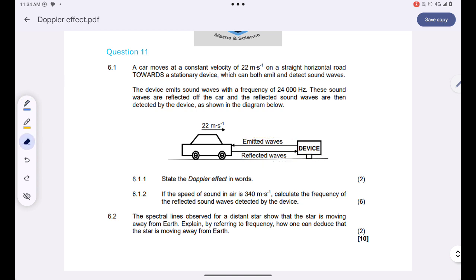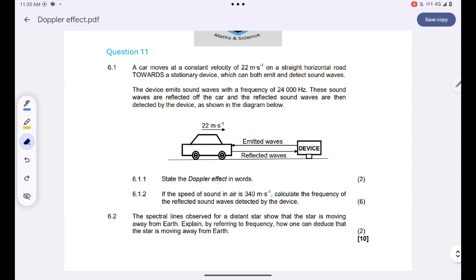Firstly, they want us to state Doppler effect in words. Doppler effect is the apparent change in the observed frequency of the source as a result of relative motion between the source and the observer.